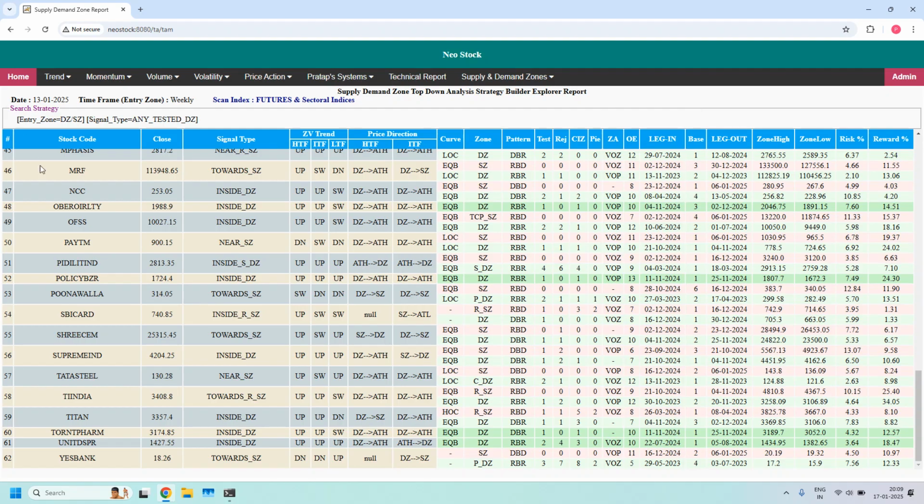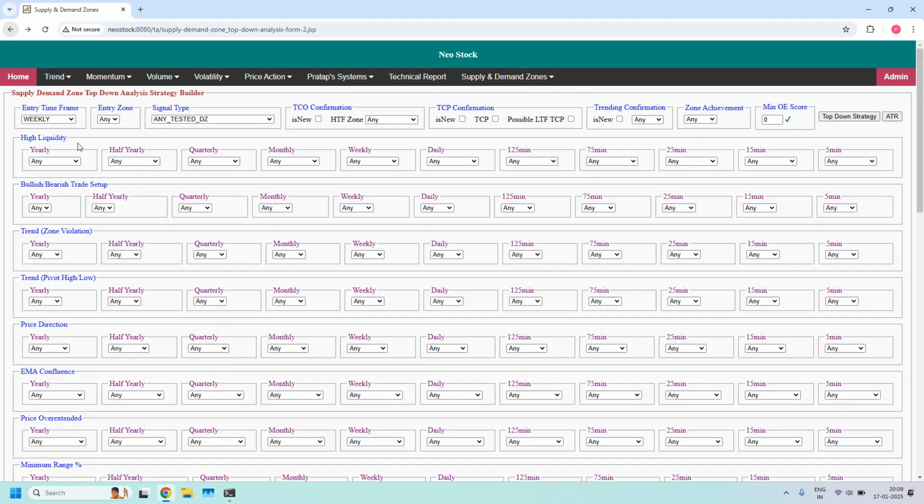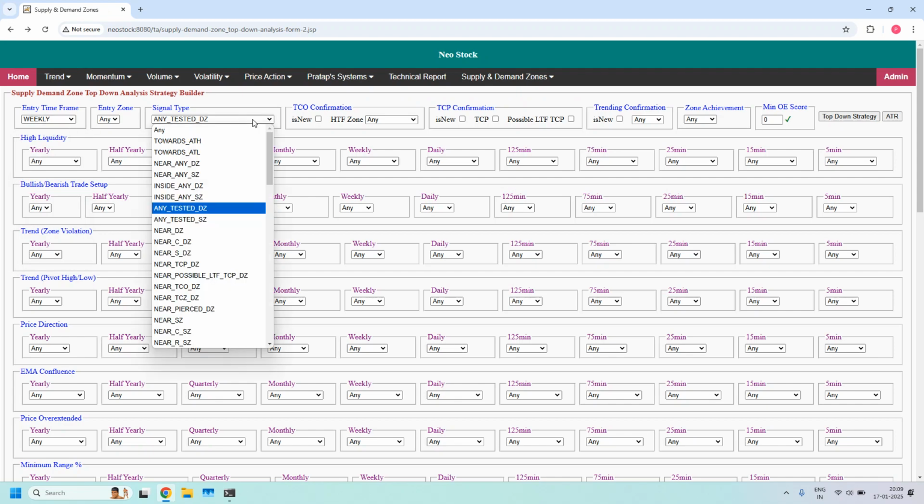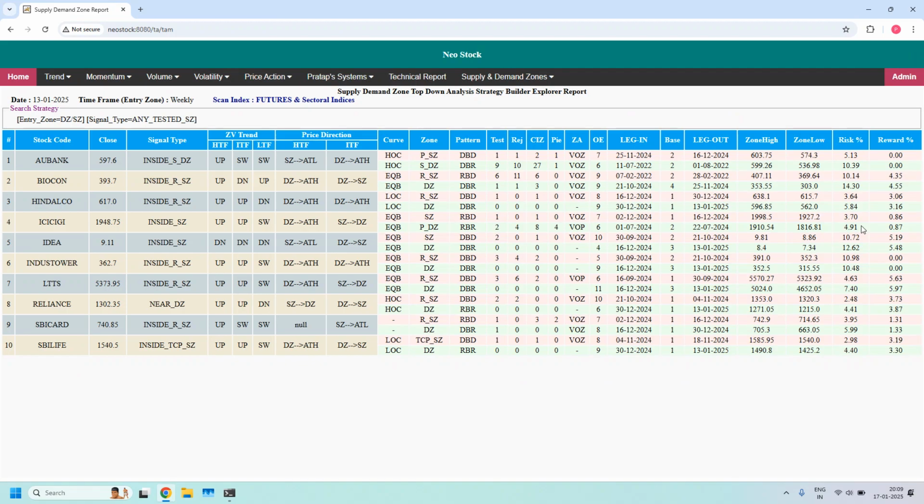Okay, now next let us look for tested weekly supply zones, weekly time frame. Let us find the tested weekly supply zones. And these 10 stocks having supply zones are tested during this week.